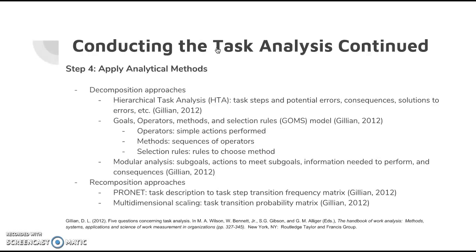The first of the decomposition methods is the hierarchical task analysis, or the HTA approach. The format of the HTA is usually a flowchart or table. The table provides the task steps with additional information such as potential errors, consequences, and solution to the errors associated with the specific step. The second decomposition method is based on goals, operators, methods, and selection rules, also known as a GOMS model. Operators are simple actions, behaviors or cognitions that the user performs to accomplish a subgoal. Methods are sequences of operators that usually occur in order.